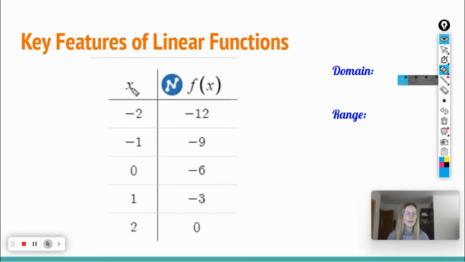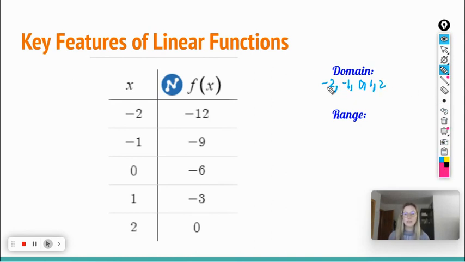So here I have my x values. They are already defined for me in this table. They are defined to be -2, -1, 0, 1, and 2. So guess what my domain is? It's the list of these independent numbers, or independent values of x.